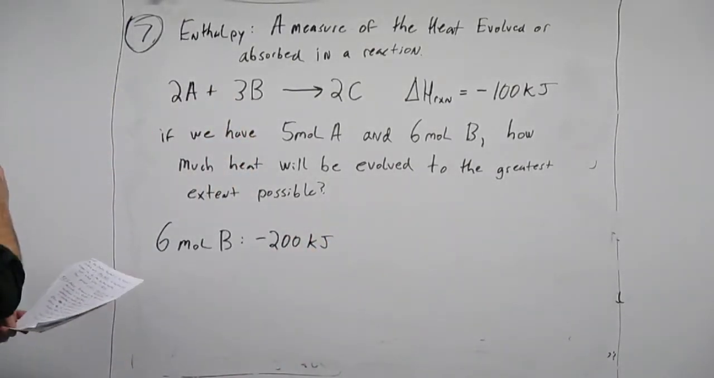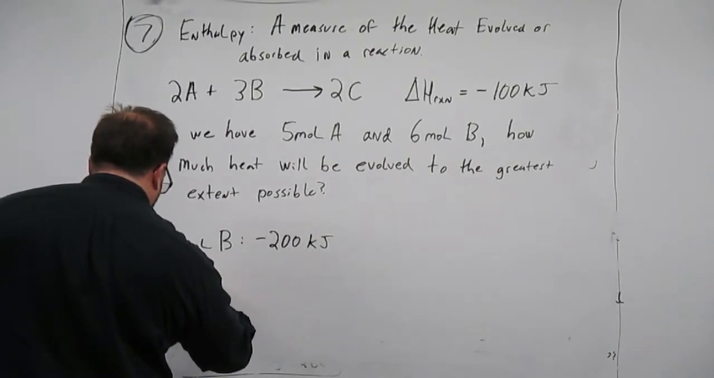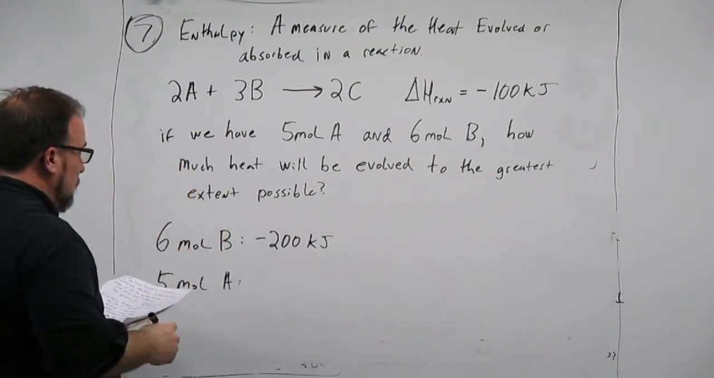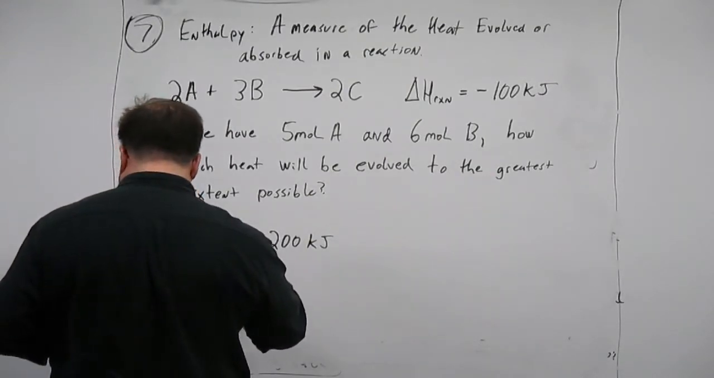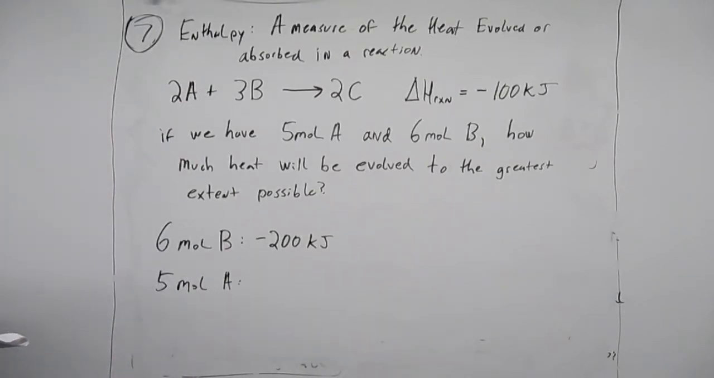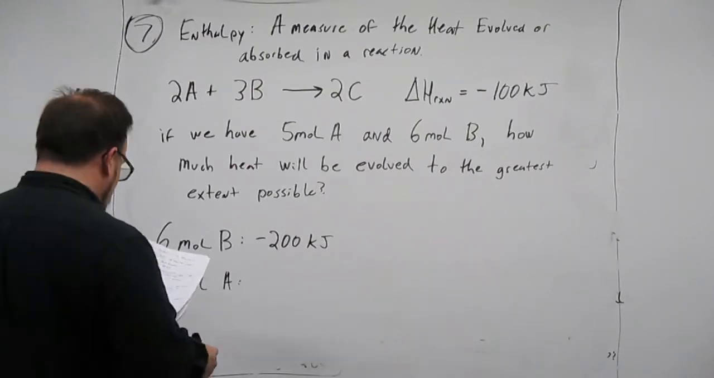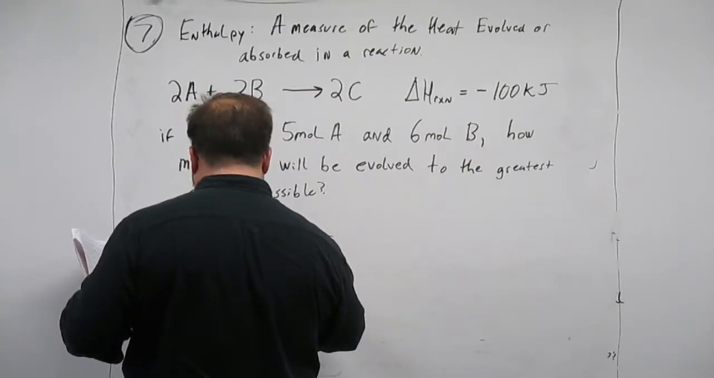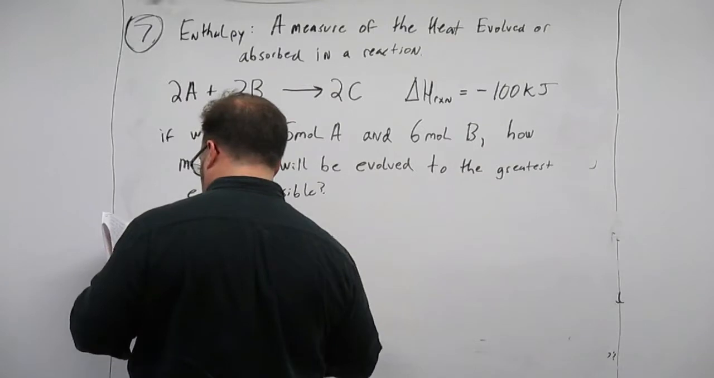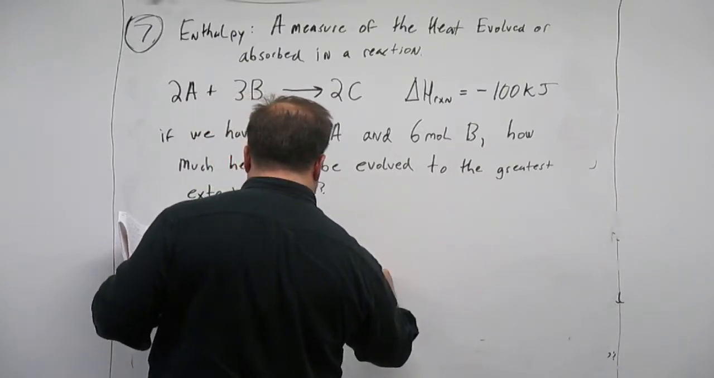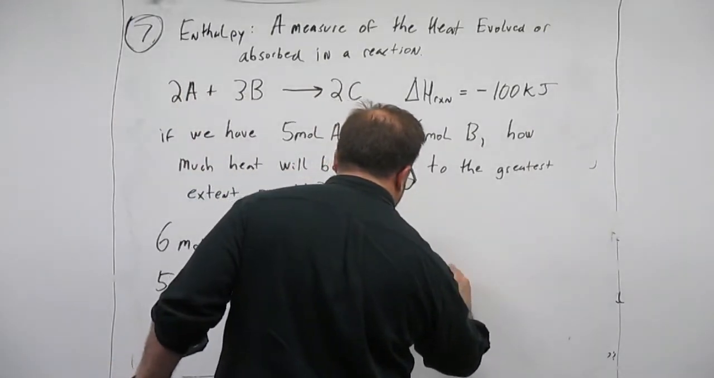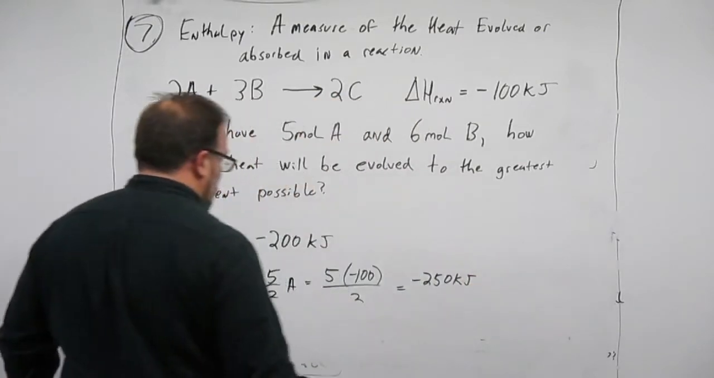All right? If I have 5 moles of A, this is not that easy, but you can still figure it out. If I have 5 moles of A, how many kilojoules am I going to have? Negative 250 kilojoules. Good job. You could do it a couple of different ways. The way I did it was 5 moles of A is actually 5 halves A, which is equal to 5 times negative 100 over 2, which is equal to negative 250 kilojoules.